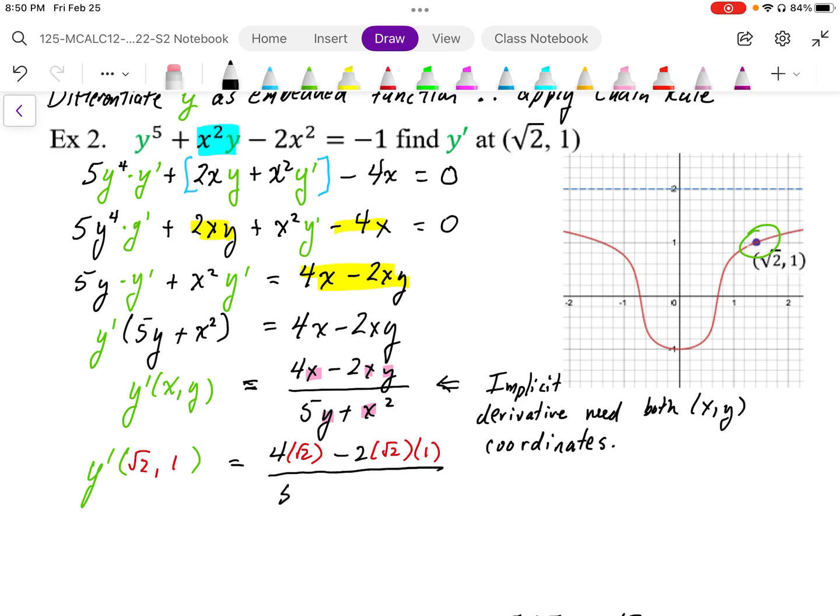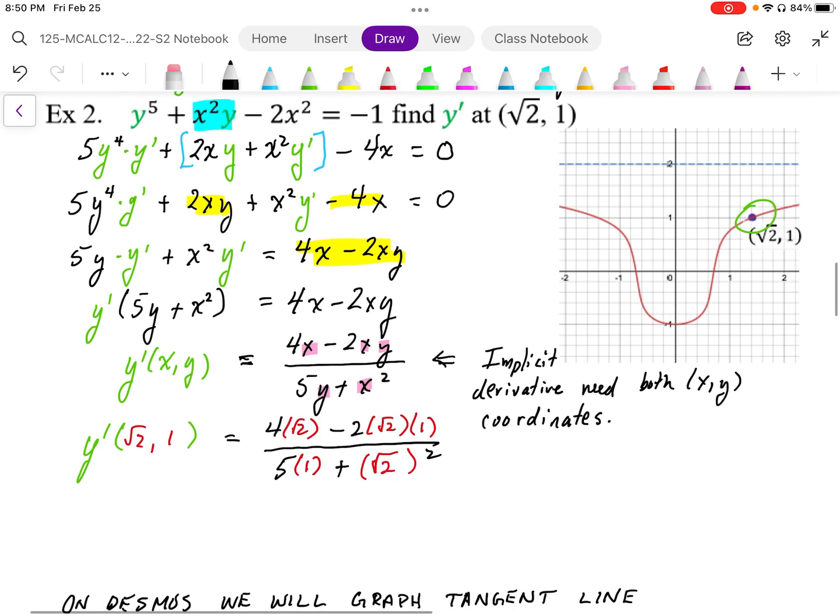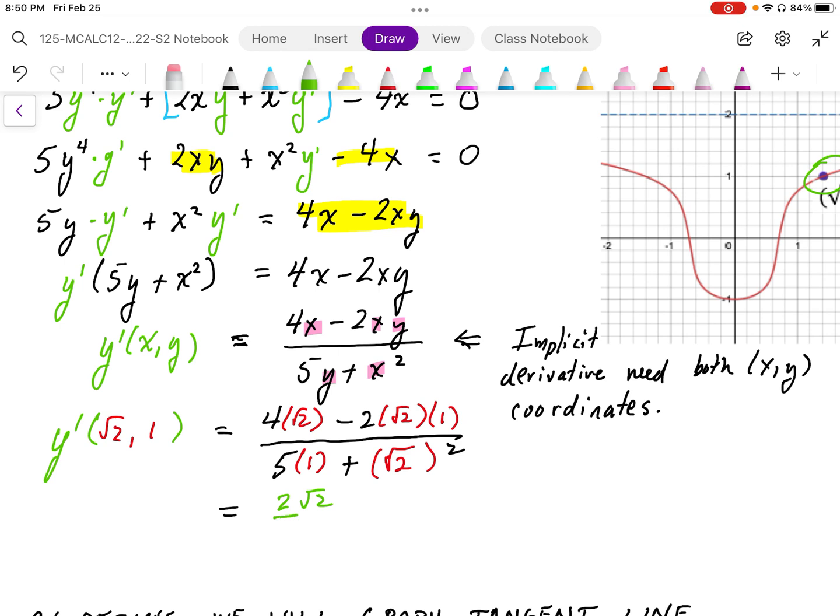And in the denominator, I get 5 times y. Y is equal to 1 plus root 2, and that's going to be all squared. So I can calculate the slope here. The slope works out to be, when I simplify the numerator, I end up with 4 root 2's minus 2 root 2's. So that's going to be 2 root 2 in the numerator. And in the denominator, I get 5 plus root 2 squared is 2. So I get 5 plus 2 is 7. So the slope is 2 root 2 over 7.